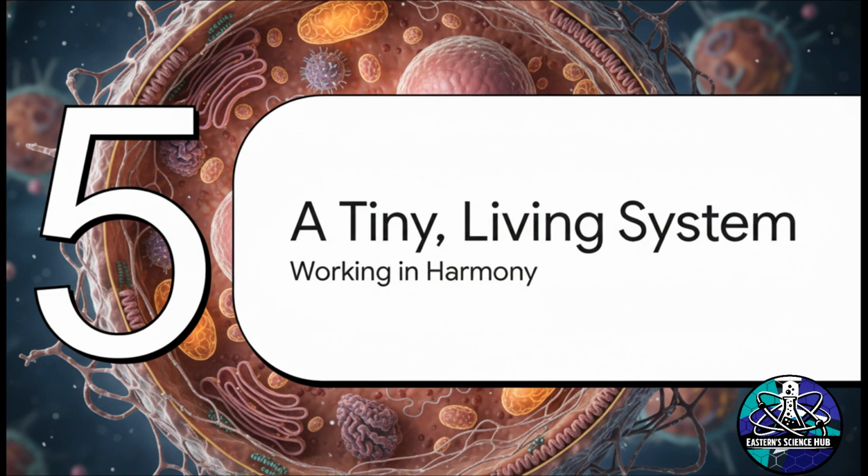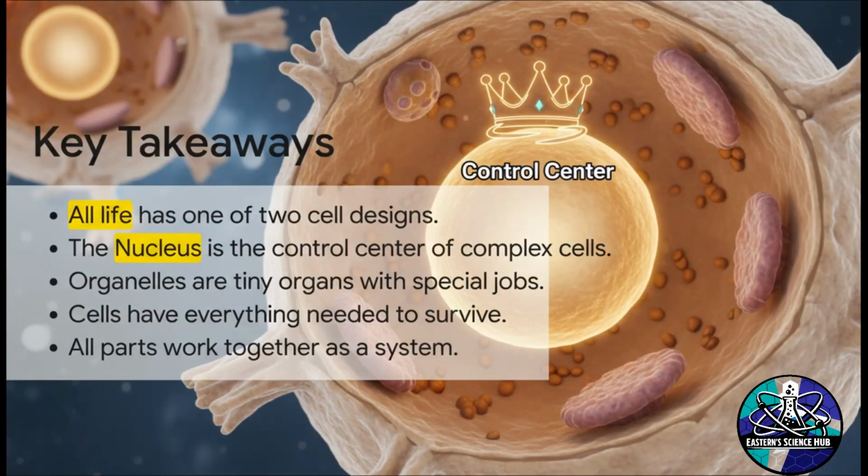But the most incredible thing about all of this is how all these different parts work together. A cell is so much more than just a bag of random parts. So what are the big takeaways here? First, remember that all life is built from one of two basic designs, simple or complex. In those complex cells, the nucleus is the boss, the control center. All those different parts we talked about, they're called organelles, each have their own special job.